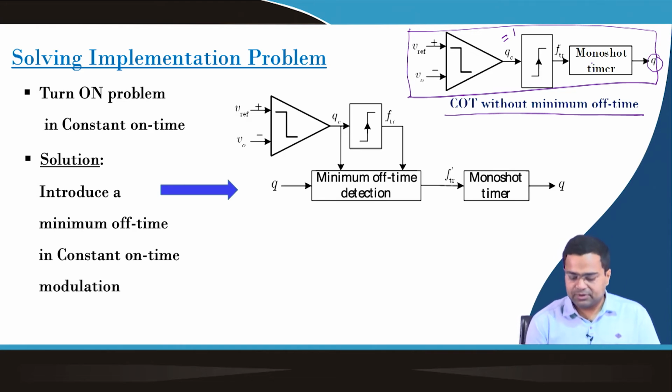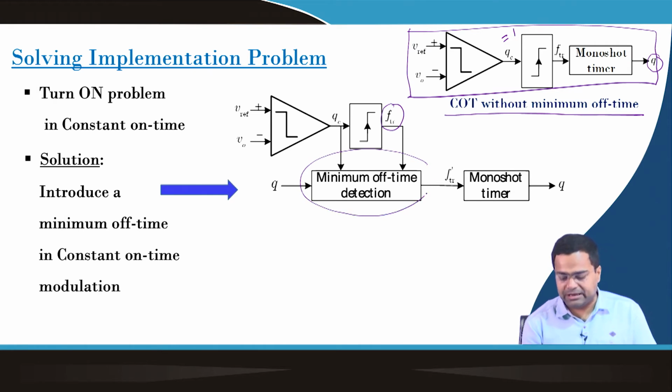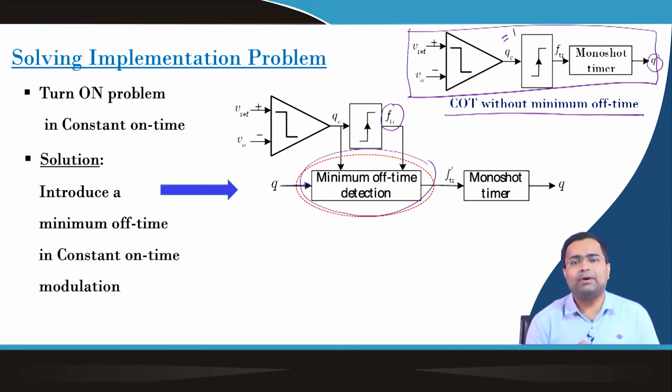How can I do that? Earlier we used this trigger pulse directly as the input to the monoshot timer, but now it is not connected directly to the monoshot timer. There is an additional circuit, a minimum off time detection circuit. How does it work? It takes the input of the gate signal Q, the output of the comparator, and the edge detection circuit output, which is placed after the comparator output.